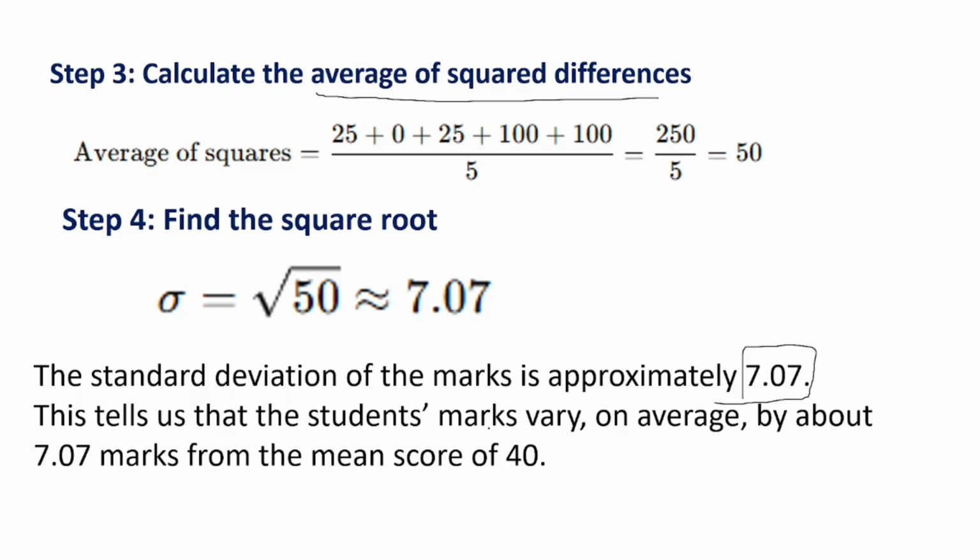This tells us the students' marks vary on average by about 7.07 marks from the mean of 40. So the average is 40, and the deviation from the mean is about 7.07. Clear now? So this is how you find a standard deviation.